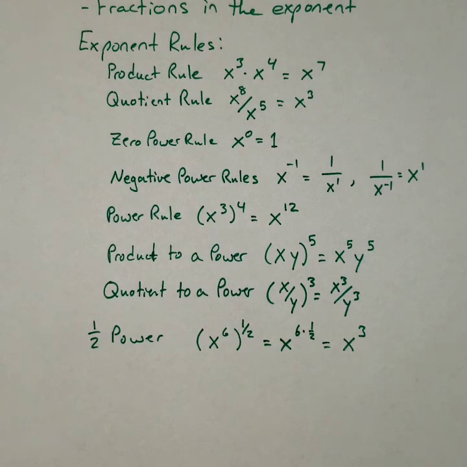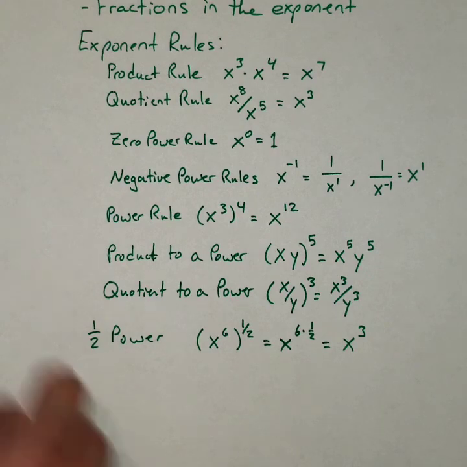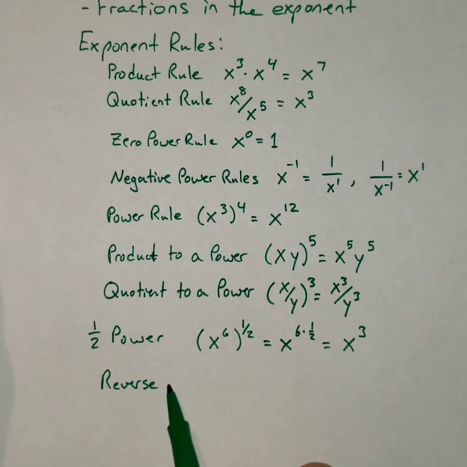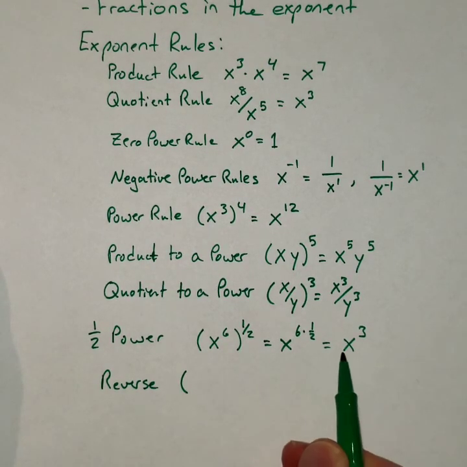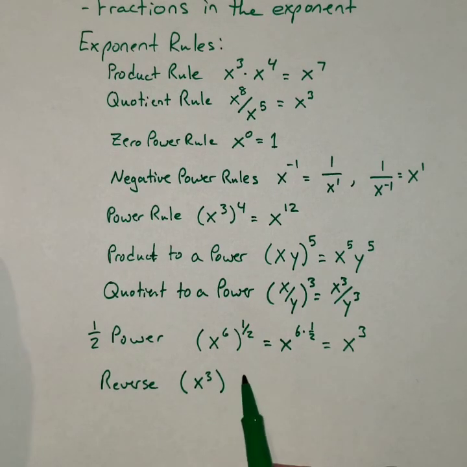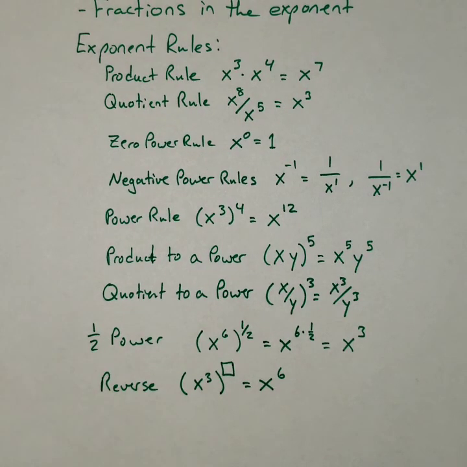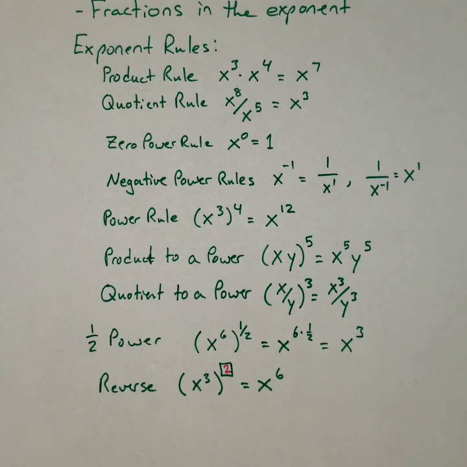Okay. So then the question is, well, what else could we do to x to the 6th to get x to the 3rd? If you think about it, going in reverse, if we take x to the 3rd and raise it to a power, what power would I need to get x to the 6th? Well, the answer is a 2. You would need to raise that to a 2 power and then multiply the 3 and the 2 to get the 6.